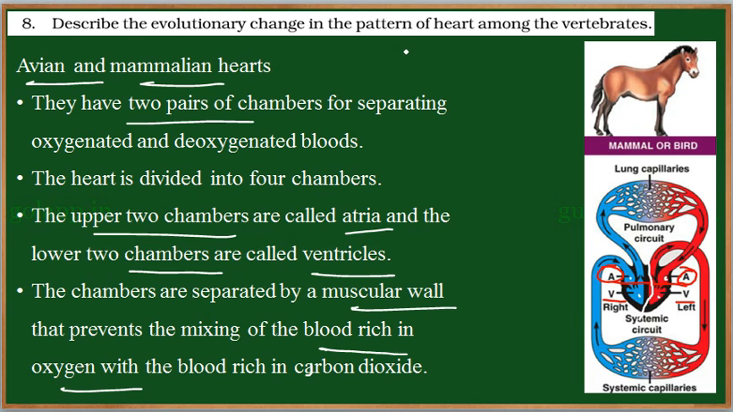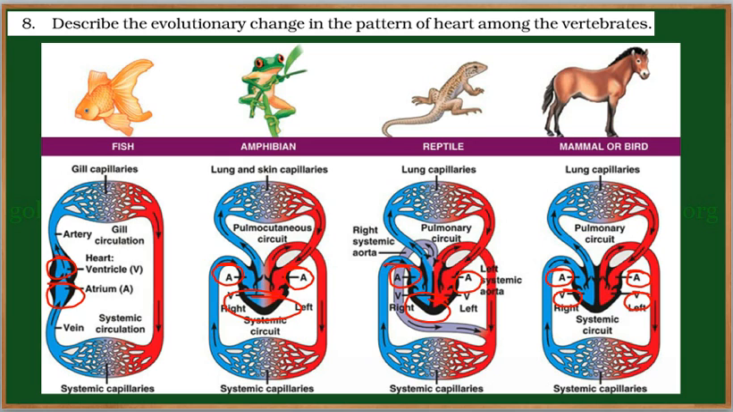So these are the evolutionary changes in the heart of vertebrates. Here we can see the fishes have a two-chambered heart, auricle and ventricle, and both receive the deoxygenated blood. It is pumped into the gills. In the gills, oxygenation takes place and this will be circulated to the tissues. In the case of amphibians and reptiles, they have a three-chambered heart, two auricles and one ventricle.